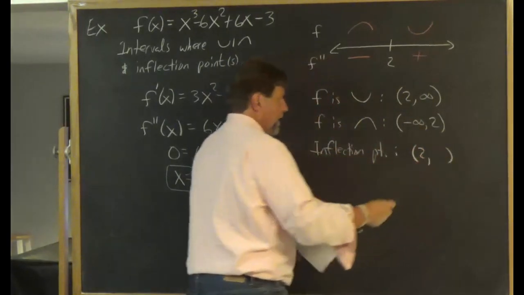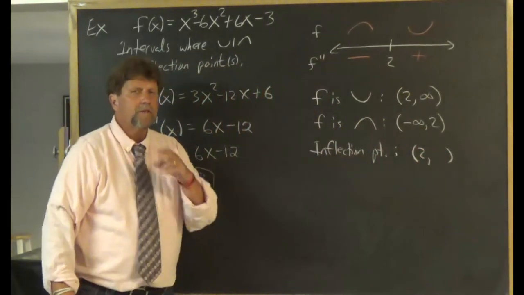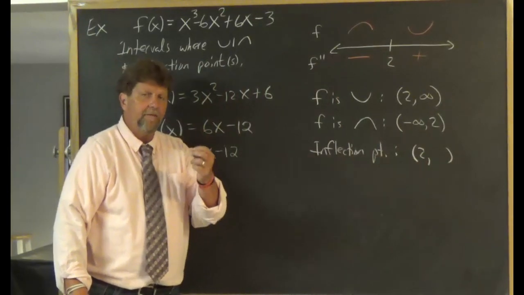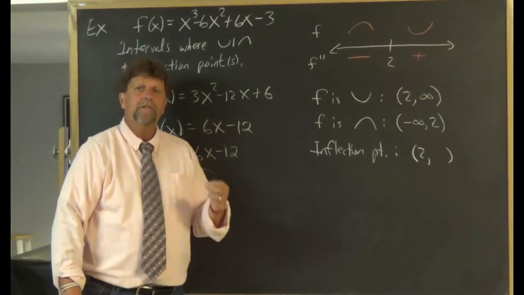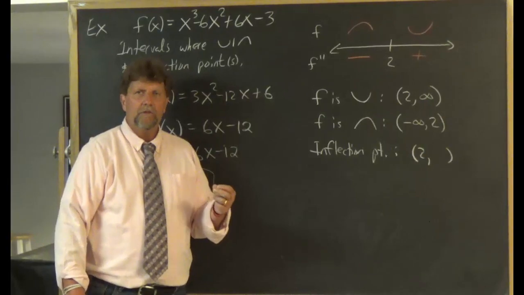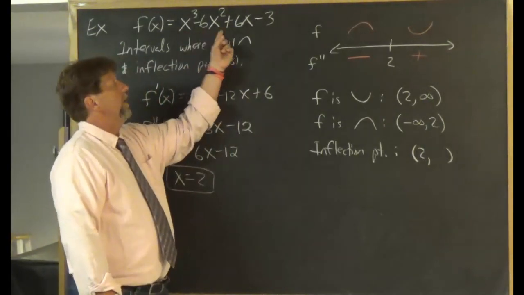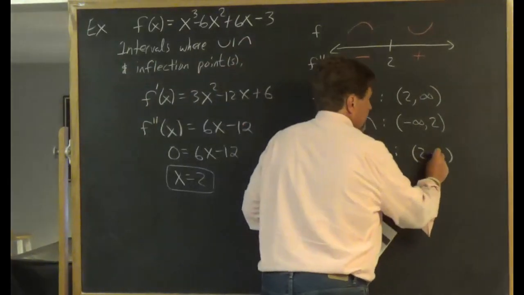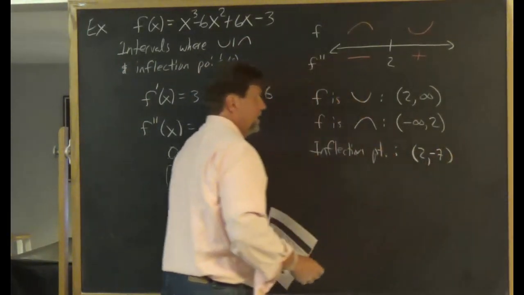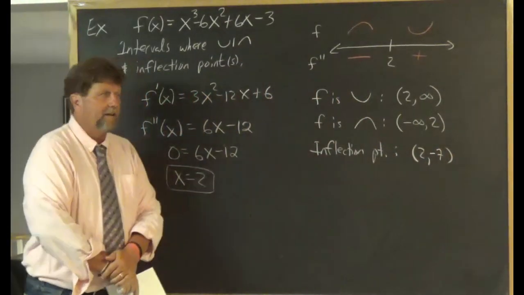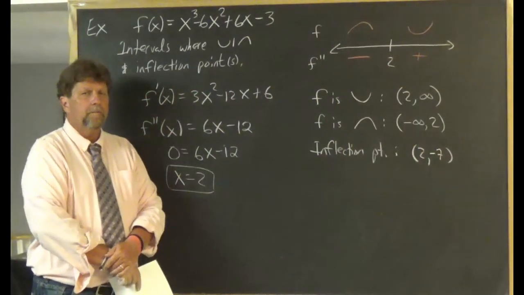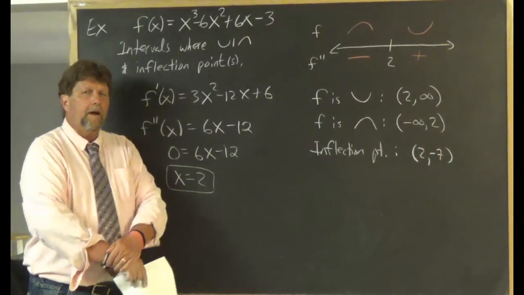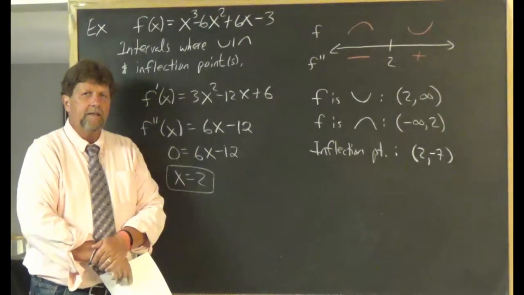To get the y coordinate of the inflection point, we're talking about a point on the graph of the function, so we have to evaluate the function at x equals 2. So put 2 in for the x's, and you'll see that the inflection point is (2, -7). All right, let's head back to the slides and see what's next.